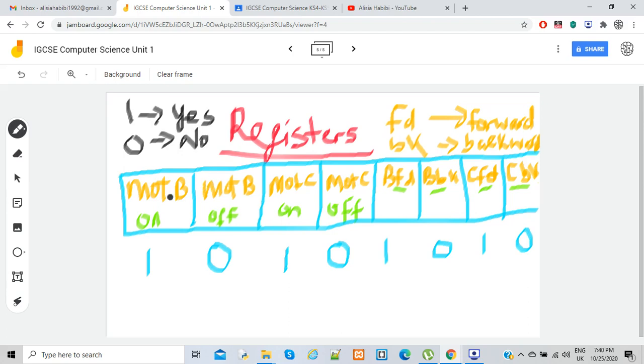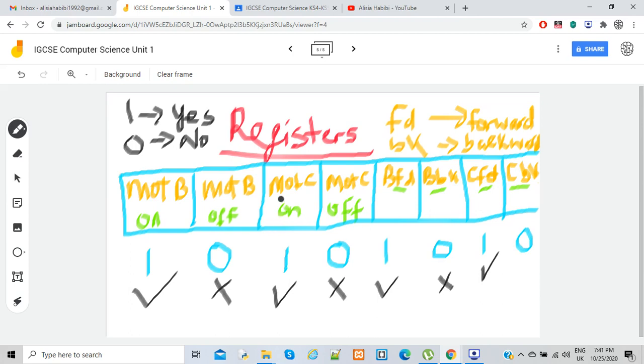So motor B on, we have a 1, which means yes, turn it on. Motor B off, we have 0, says no, don't turn it off. Motor C on, it says yes, 1, so turn it on. So we know that motor B and C are on. Motor C off, it says 0, which means no, don't turn it off. Now motor B forward direction, it says yes. So B is turned on, if you remember the first instruction, and it's moving in a forward direction. Motor B backward direction, it says no, so it's not moving in a backward direction, but it's moving in a forward direction. Motor C forward, which means 1, so yes, it is moving forward.